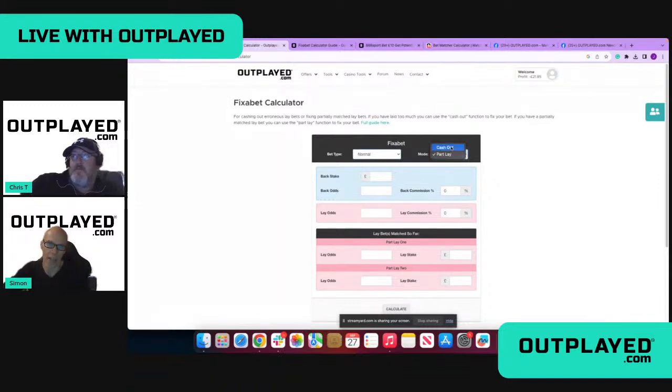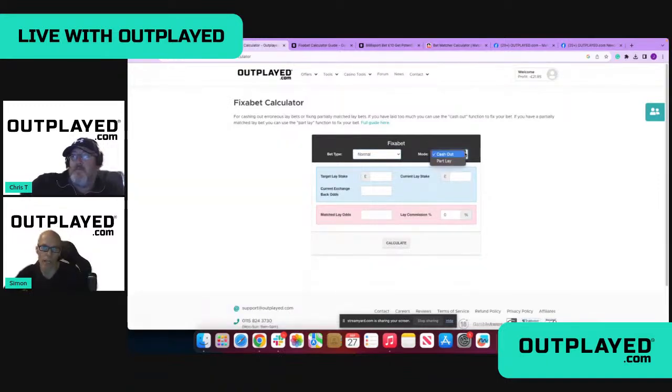The other one is cash out. So part lay mode is if you've underlaid it, you've not laid enough. Cash out is if you've laid too much. And basically, let's say you wanted to lay £5 and you've laid £35 instead at odds of 7.